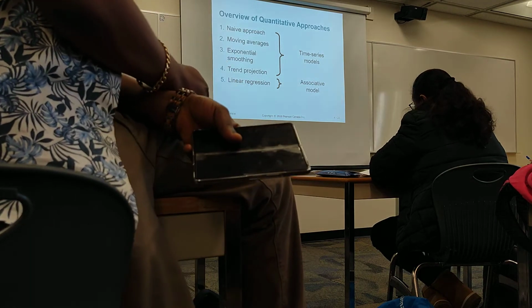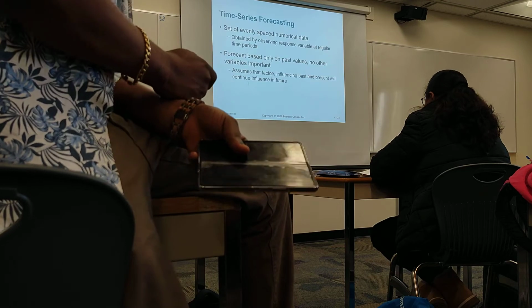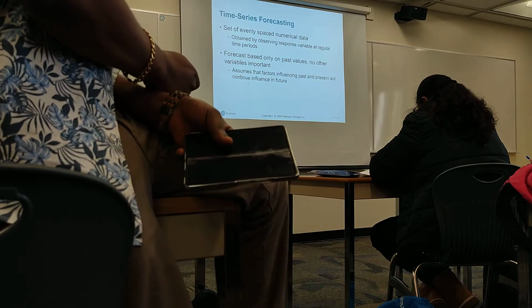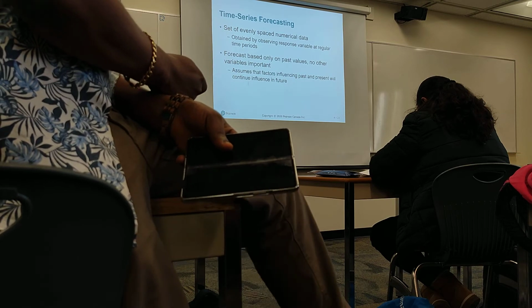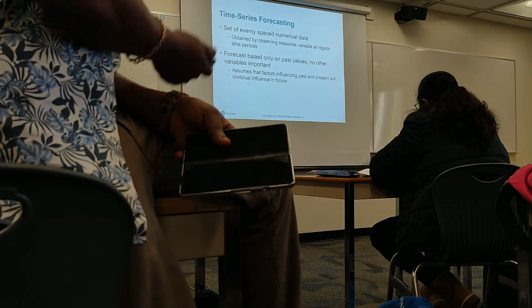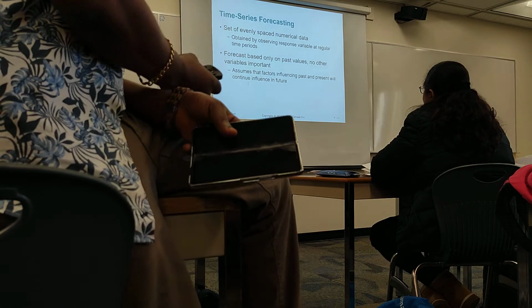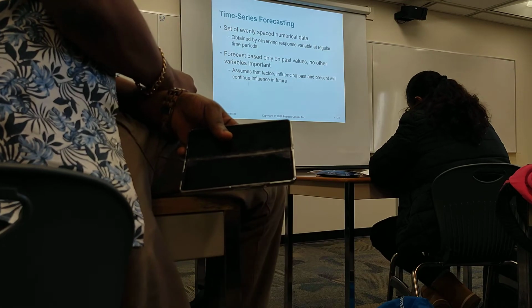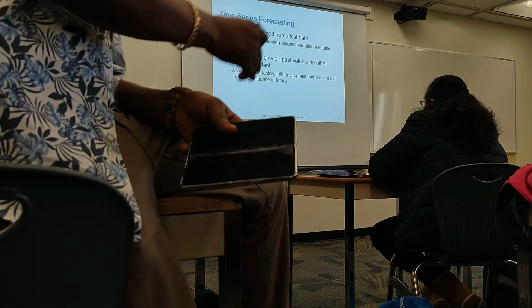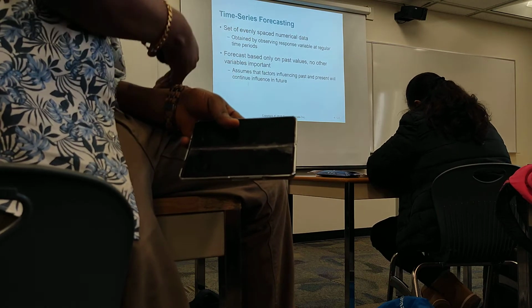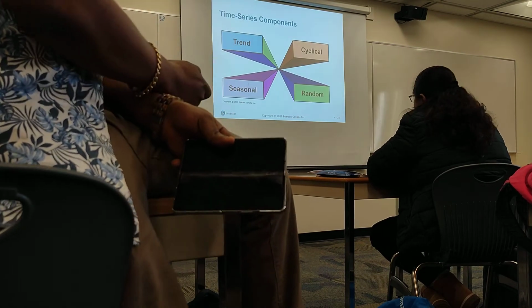Associative model, where we make use of linear regression. A time series is a set of evenly spaced numerical data obtained by observing responses. We make use of the past to predict the future. Here, no other variable is important. What happened yesterday, what happened 2 days ago, what happened 3 days ago is what we're using.